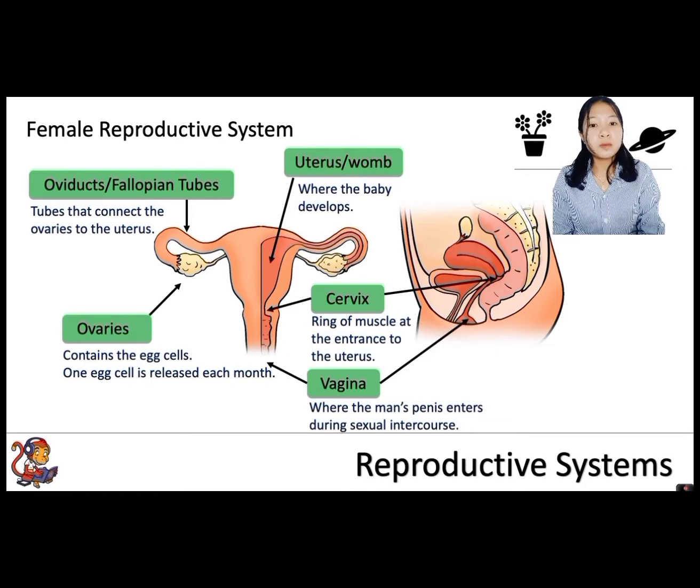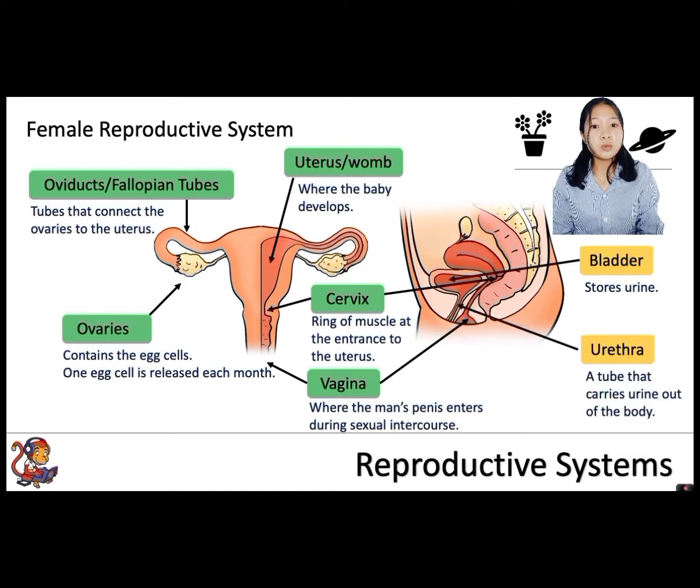Close to the reproductive system, we have the urinary system. We have the bladder, which stores the urine, and the urethra, which is a tube that carries urine out of the body.